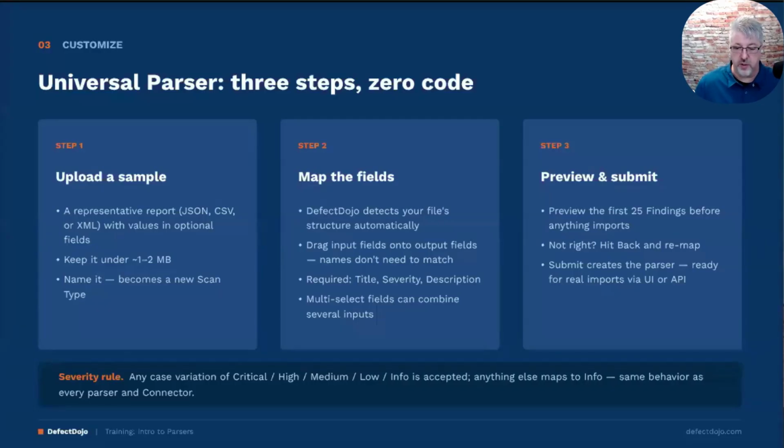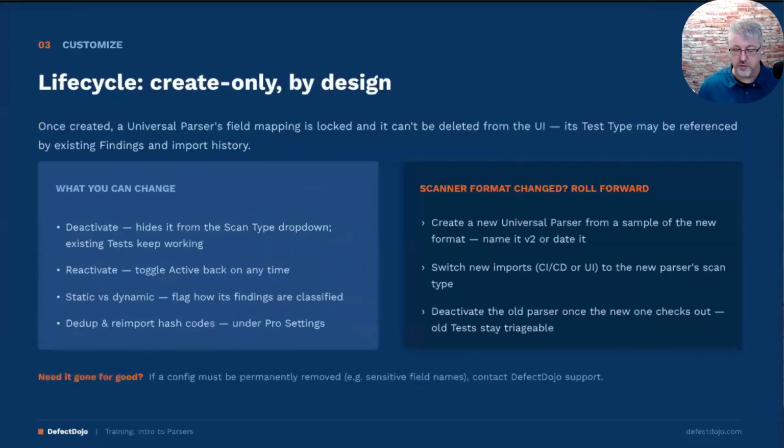Pretty straightforward. Now there's one caveat that really comes into play for Universal Parser, but actually it's true for any of the scan types. You cannot remove scan types. And the reason we did this is a data integrity issue. If for some reason there was existing finding data with that scan type, we'd end up orphaning it, right? It would be disconnected from the data hierarchy.